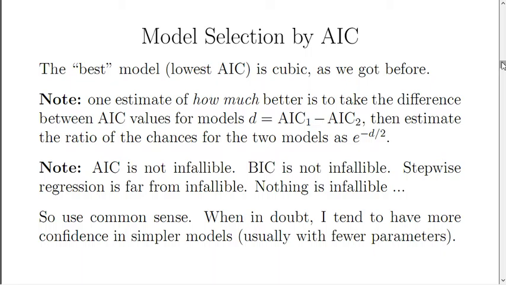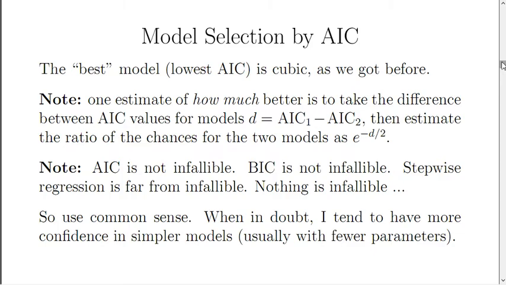But suppose AIC was only lower by a tiny amount. That means that the two models don't really have that much difference in how well they fit. There is an estimate of how much better one model is than another. Take the difference between the AIC values for the models. Then estimate the ratio of their chances as the exponent of negative difference over 2.